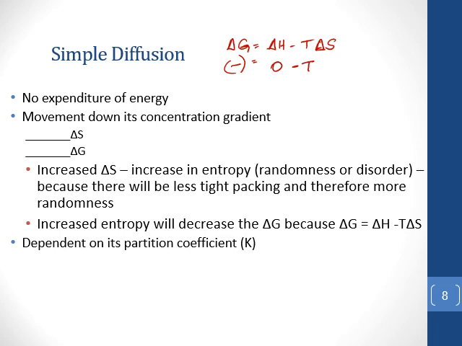So what's happening to entropy here? Remember, delta S is change in entropy. So entropy is going up. So entropy is a positive number. So 0 minus a positive number equals a negative number. And that's exactly what we've got here. So we can say that if delta S is positive, then delta G is going to be negative. Again, we're assuming no changes in bond energy. So that's exactly what you get with simple diffusion. It is energetically favorable. We know that because delta G is negative. And it's energetically favorable because there's an increase in entropy.